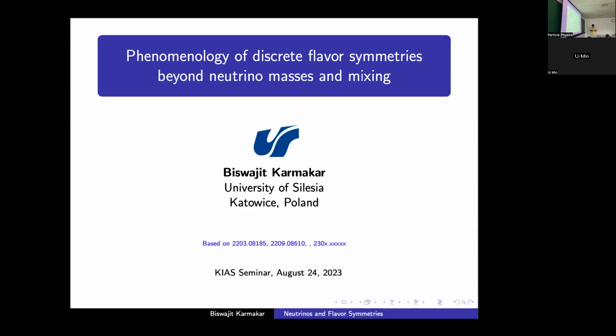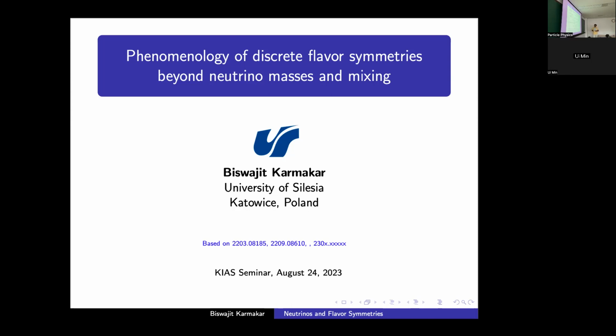Now here is an example. This is an example for S4 symmetry. Now we know that S4 is basically a permutation group of 4 objects, and its generators satisfy this relation, and the three-dimensional irreducible representation can be written in this form.